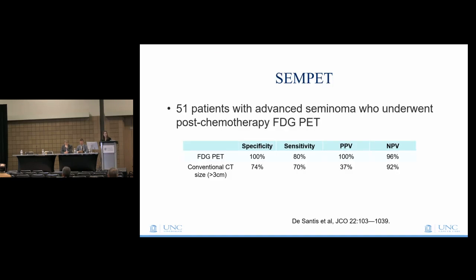And so the reason we do this really comes out of this relatively small study called SEMPET, in which 51 patients with advanced seminoma had post-chemotherapy FDG PET scans. And you can see here that the PET-CT performed pretty well. Out of these patients, the FDG PET had 100% specificity, 80% sensitivity, with 100% positive predictive value. I mean, those are pretty good numbers. Whereas you can see conventional CT, even if you draw that size criteria, had only a positive predictive value of 37%. And so really, size of mass does not predict viable seminoma. Based on this, this is really where a lot of the guidelines came from, to get a PET scan in patients with residual masses greater than 3 centimeters after chemotherapy.